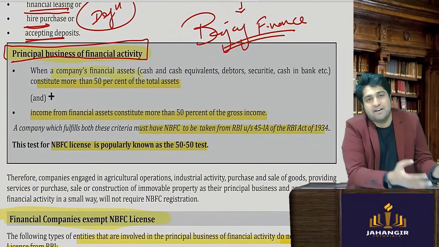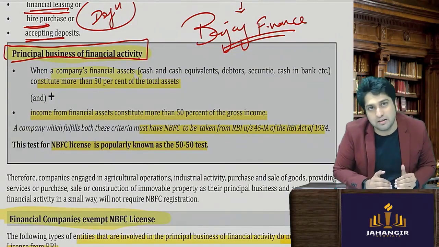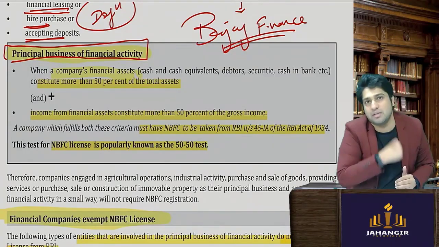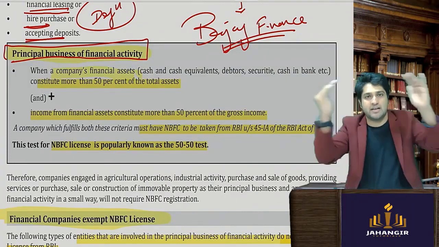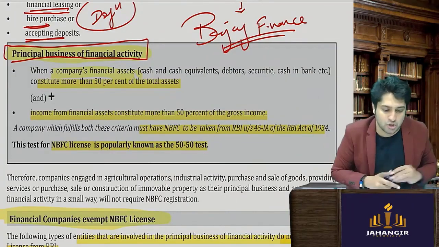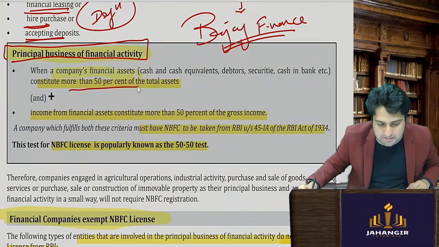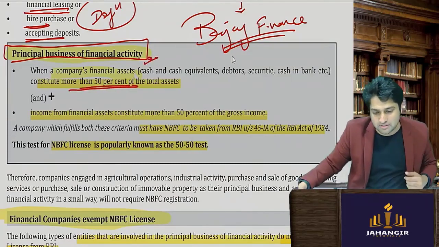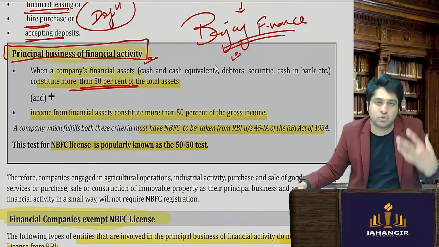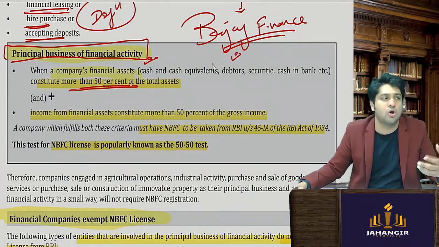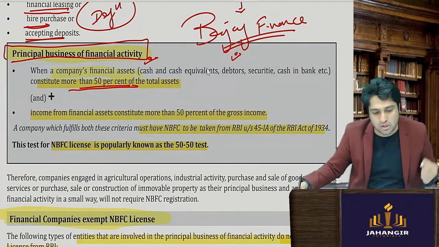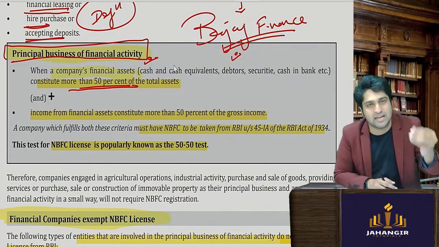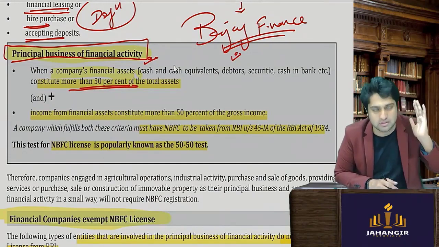NBFC will have raised money, so they will have money, and with this money they make money by giving loans and taking money. So if you go in a typical NBFC balance sheet, you will see that over 50% of its assets are in the form of cash. Debtors, लोन दिए होंगे ना, कैश होगा NBFC के पास में लोन देने के लिए, और जिनको लोन दिया वो हमारे डेटर्स. So over 50% of its assets will be in cash and cash equivalents and debtors.